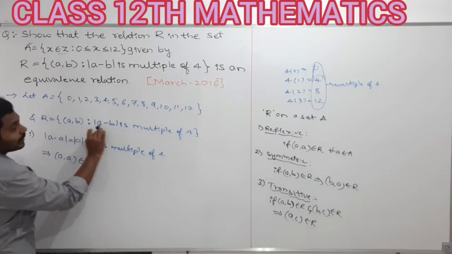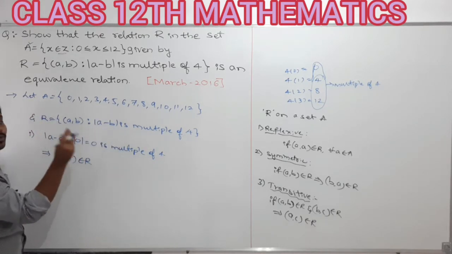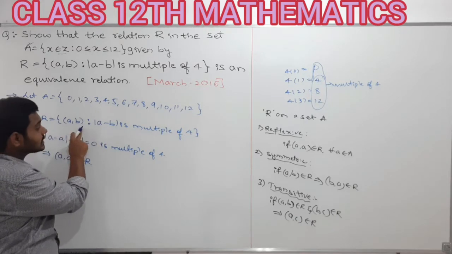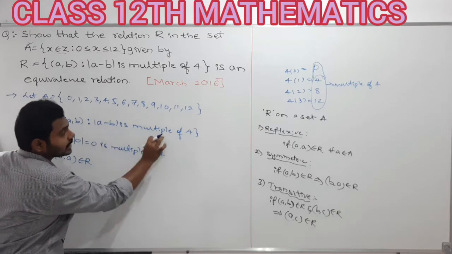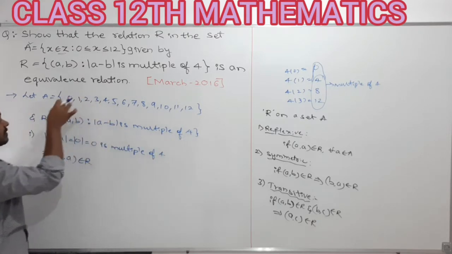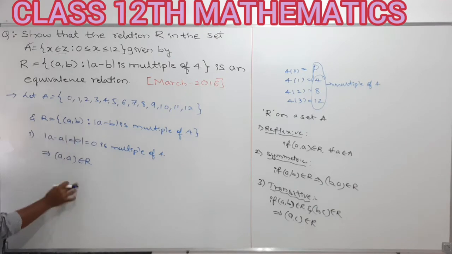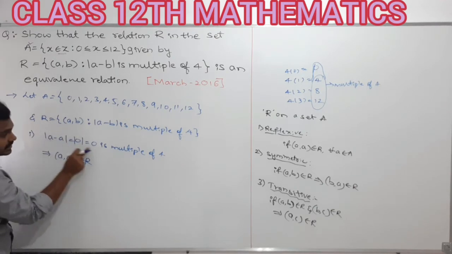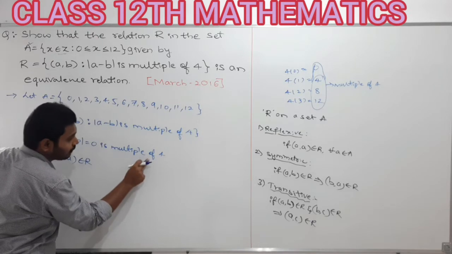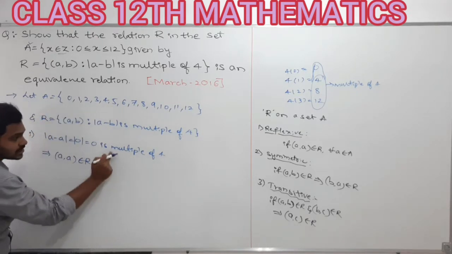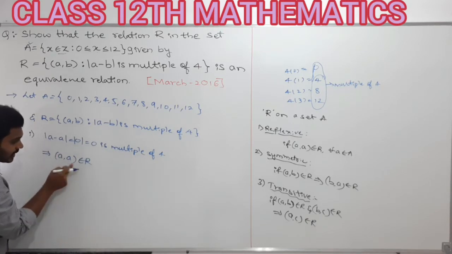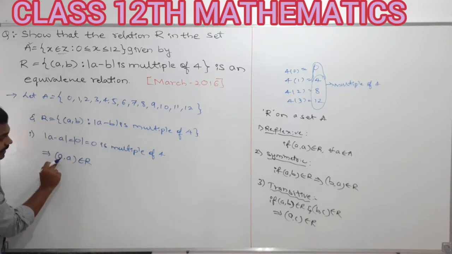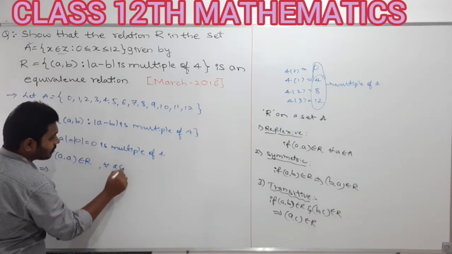In this relation R, the elements are in this form: modulus of a minus b. If this number is a multiple of 4, then such an ordered pair will be there in the relation R. Here, a minus a is equal to 0, and this is a multiple of 4. If this a comma a satisfies this condition, then we can say that a comma a belongs to the relation R. This is for every a belongs to A.